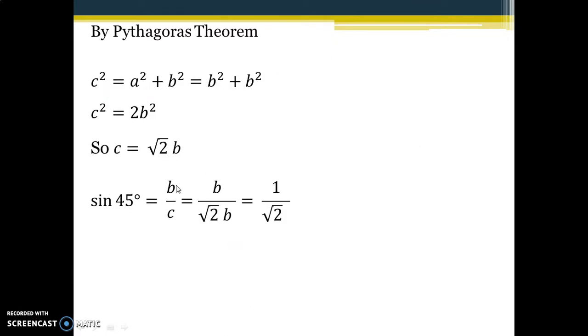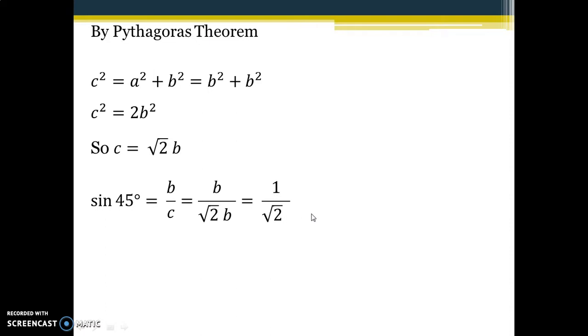That is what is given over here. Sine 45 is B upon C. We have written over here B upon C. Now we know that C is also equal to root 2 b, so instead of C we have written root 2 b. Now I can cancel this b and b from the numerator and the denominator. When you cancel the b from the numerator and the denominator, you get 1 upon root 2, and this is the value of sine 45 degree, 1 upon root 2.